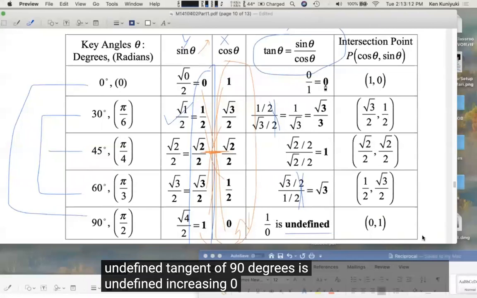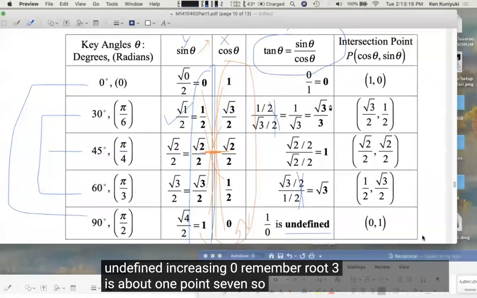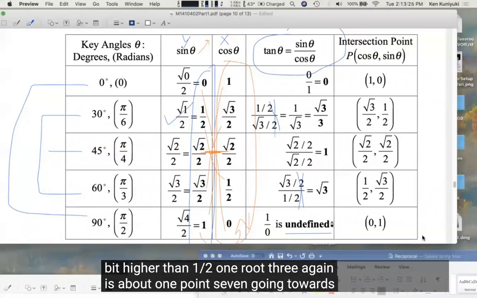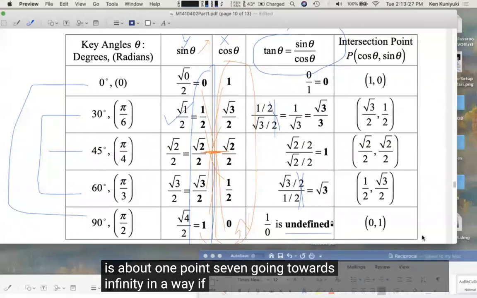Increasing. 0. Remember, √3 is about 1.7, so this is a bit higher than 1/2. 1. √3, again, is about 1.7, going towards infinity in a way.